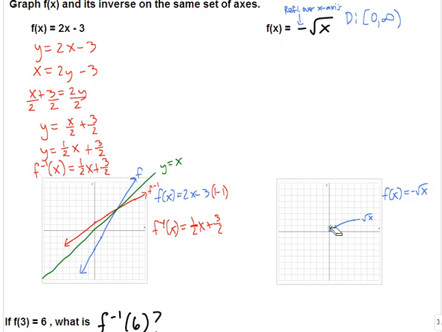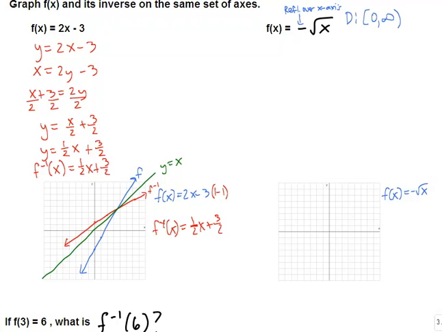So I'm going to erase this graph, and in its place I'm going to put the reflection. So 0, 0 doesn't move, but instead of going up 1 over 1, we're going to go down 1 over 1, and then down 1 over 3. So we get that same arcing shape, but now it's going below the x-axis. So that's what f of x equals negative square root of x looks like.